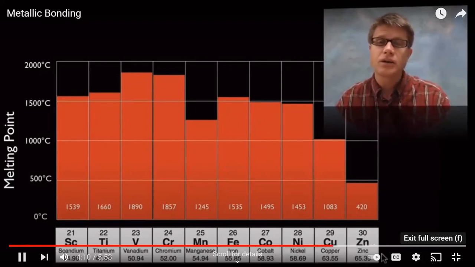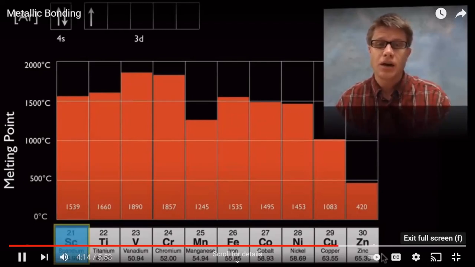And so let's start by looking at some electron configurations. So if we're looking at scandium, it's going to have 2 electrons in its 4s, and that's something interesting about transition metals.